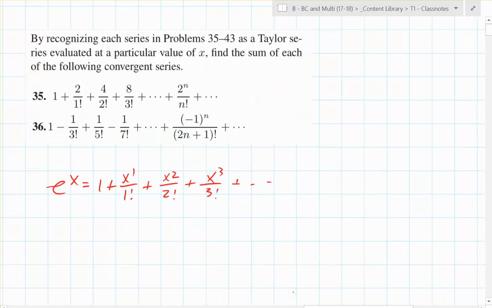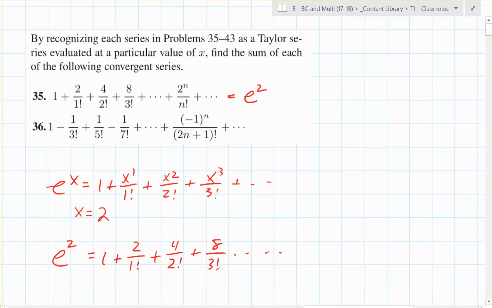If I asked you to find... So does that look familiar? Does that have a connection to number 35? What happens when you plug in a certain value into this? What do you want x to be? If you plugged in 2, what do you get? e squared is equal to 1 plus what? 2 over 1 factorial plus 2 squared, which is 4, over 2 factorial plus 2 to the third. Does that match? Yes, so what does this infinite sum equal? e squared. That's what that infinite sum equals.